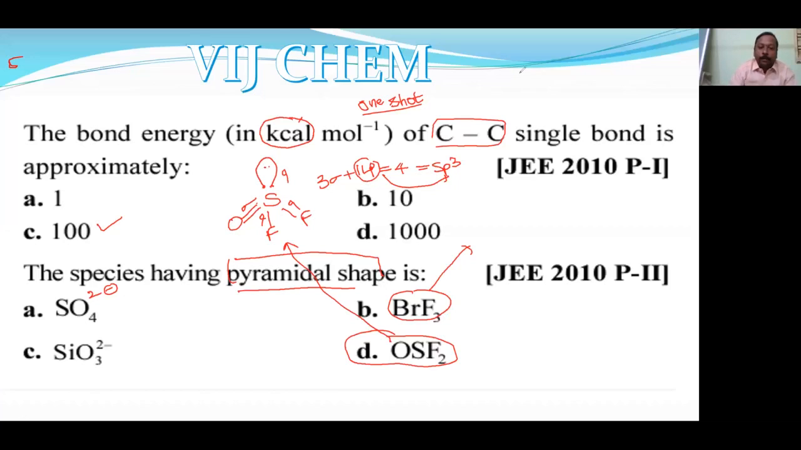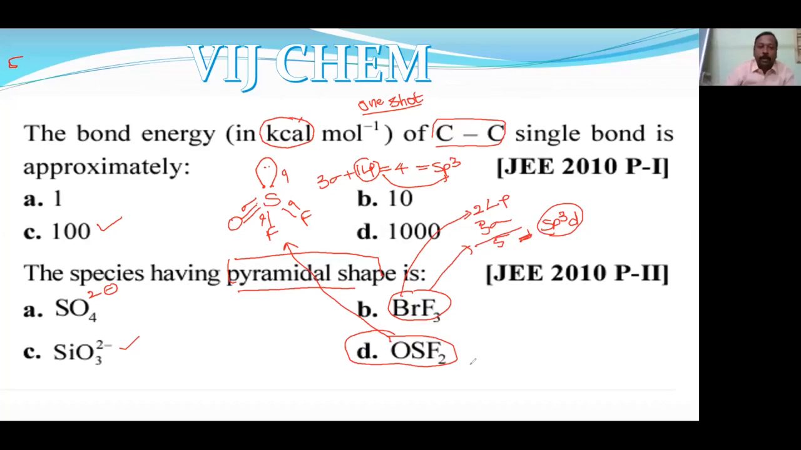Okay, so here if it is BrF3, there will be 3 sigma bonds. Out of 7 electrons, 4 electrons are left over, therefore 2 lone pairs. Okay, 3 plus 2 it will be 5. And if it is 5, then what is the value here? sp3d. Okay, in sp3d you can never have the pyramidal shape. That's why the answer will be OSF2. Like that you can solve for the SiO3 2 negative also. Okay, so this is about this question.